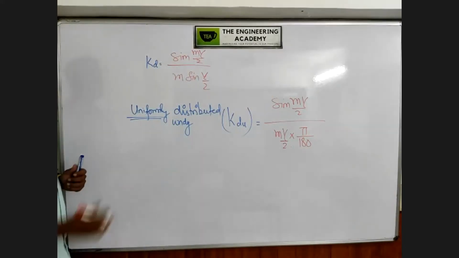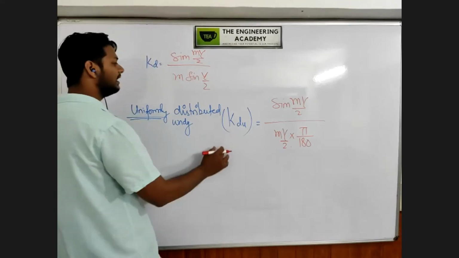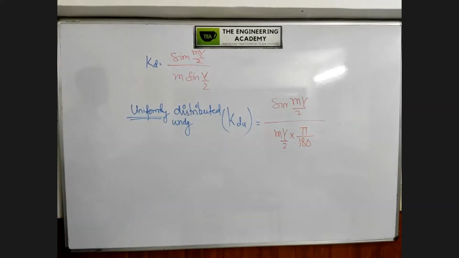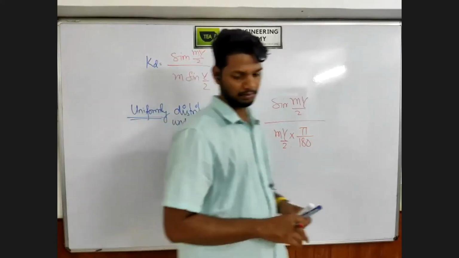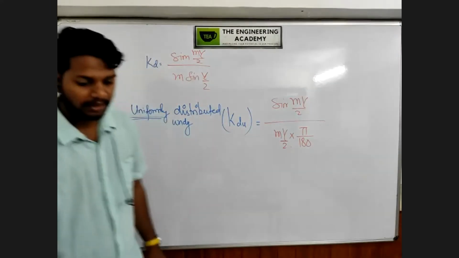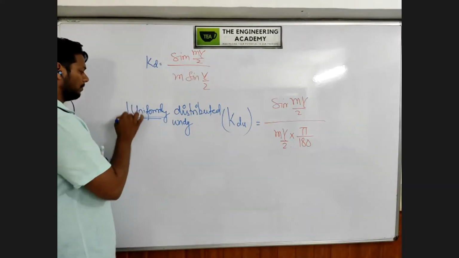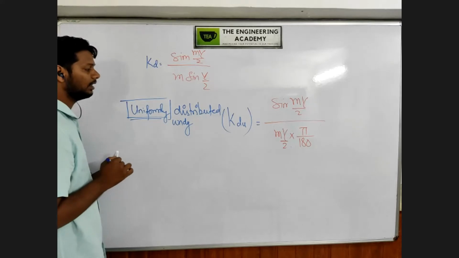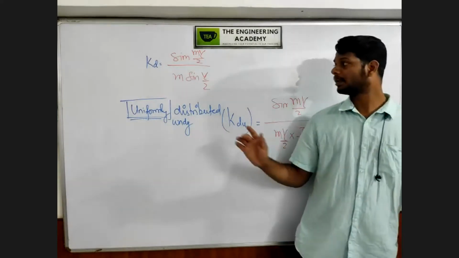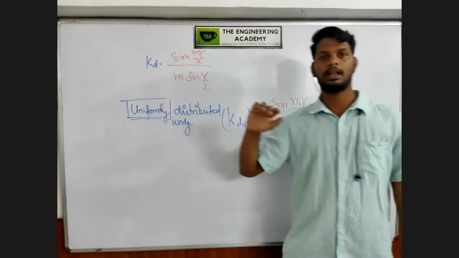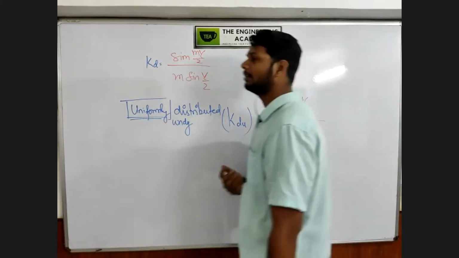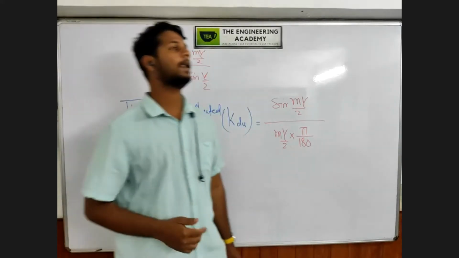Okay, for uniformly distributed winding KDU, there is a formula which is given by sine m gamma by 2 divided by m gamma by 2 into pi by 180. This is also a most important formula which will generally be asked in exams. But take care of this word uniformly. If they ask for uniformly distributed winding, then go for this formula. If they ask for distributed winding only, then go for the above formula. And if they ask for uniformly distributed winding, go for the below formula, which is given by sine m gamma by 2 divided by m gamma by 2 into pi by 180. Okay.